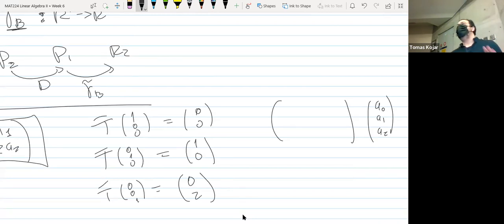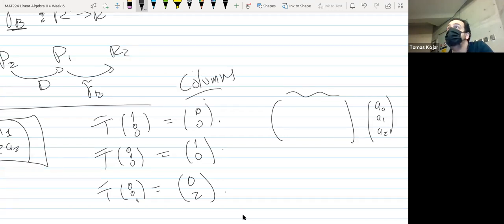Let me do it step by step. How many columns should I have? Since I act on R3, I know it's obvious. Three columns, and how many rows? Two rows. Indeed, I have 3 of them, and I evaluate. These are my columns. So you put (0,0), (1,0), and (0,2). That's your matrix.